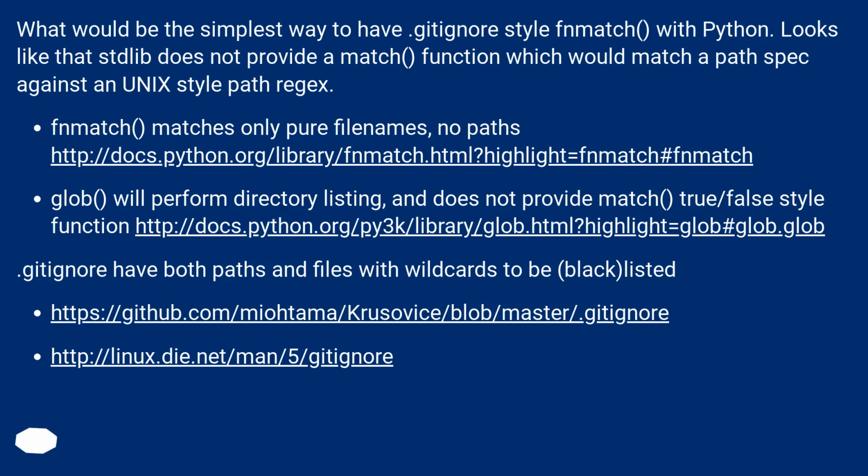It looks like that slug does not provide a match function which would match a path spec against a Unix style path regex. Fnmatch matches only pure file names, no paths. Glob will perform directory listing, and does not provide a match true/false style function. Gitignore has both paths and files with wildcards to be blacklisted.